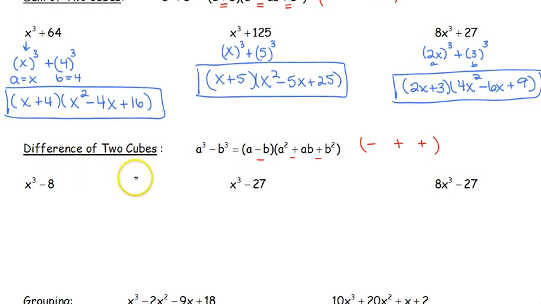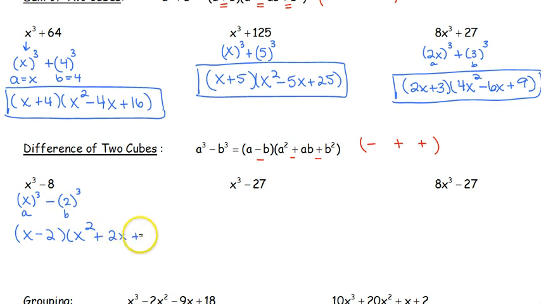We have the difference of two cubes, so again, we want to find out what is our a and our b. What's being cubed? In our first one, x is being cubed, minus what number cubed gives you 8? Well, that's 2. So here is our a, here is our b. So we've got x minus 2. It's your a squared, so that's x squared, plus ab, so a times b is going to be 2x, plus b squared. 2 squared gives us 4. So just remember, if it's the sum, your first piece is adding. If it's the difference, your first piece is subtracting.